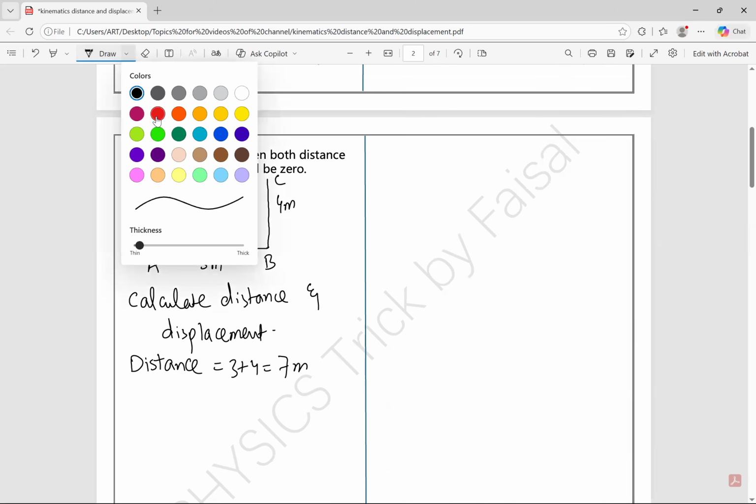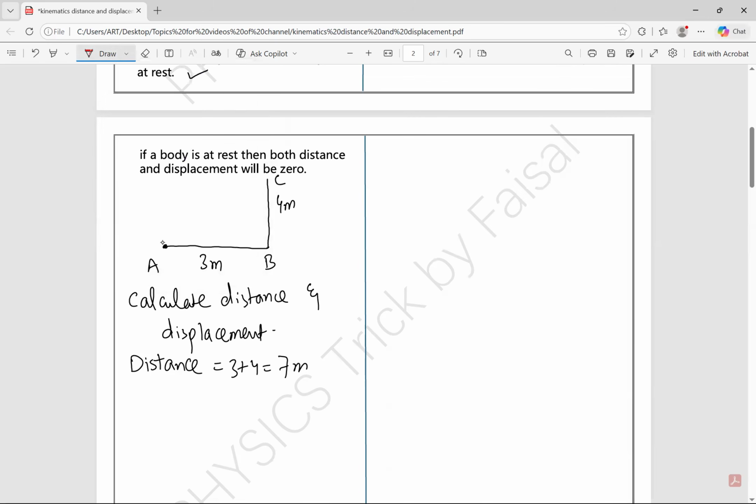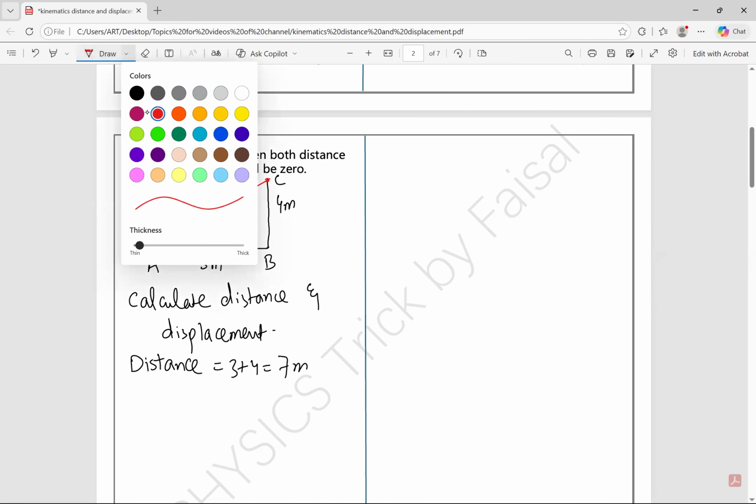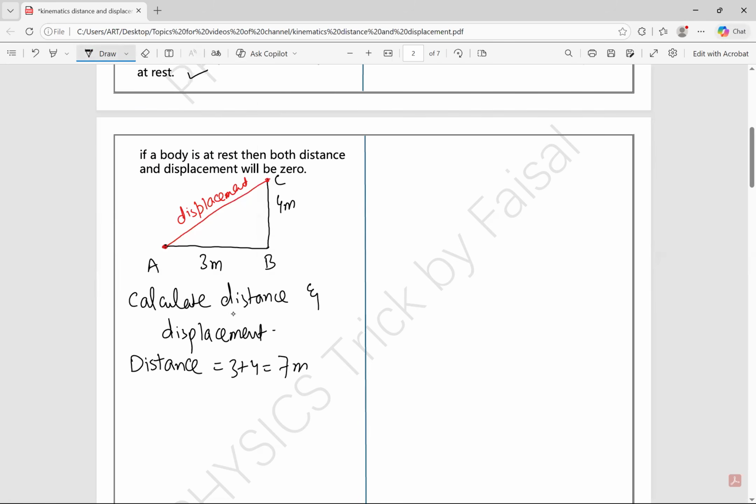But when we calculate the displacement, we have to take the shortest path, because the definition of displacement is the shortest path in a specific direction. So this is the shortest path, right? So this is displacement. The total black line is the distance and the red line is displacement. And now calculate the displacement. How can we calculate this?